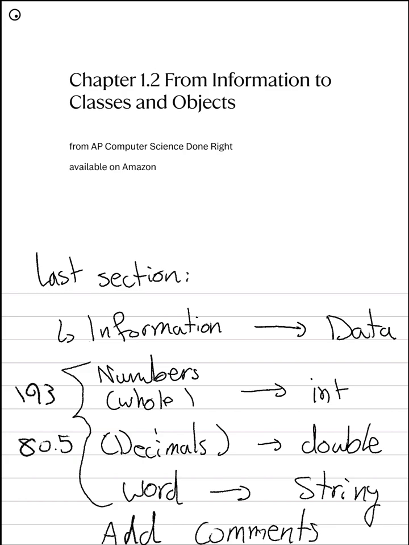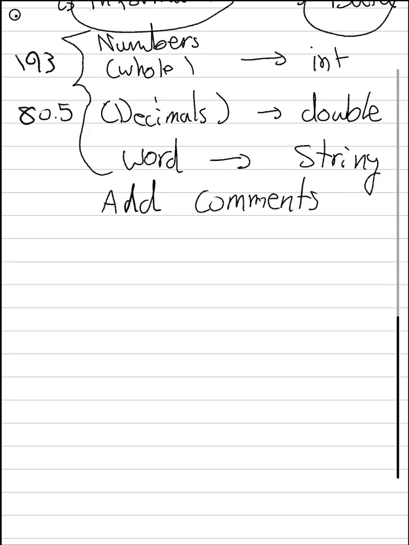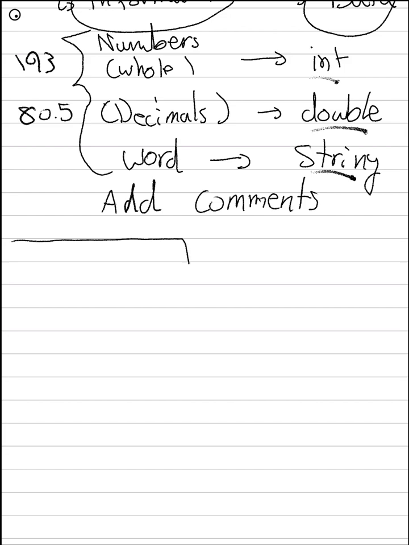All right. So, like you said, last section was about information to data. This section is going to be information to classes and objects. Now, here's the thing. Very, very simple things can be communicated and represented as ints or doubles and strings. But in actuality, things in the real world are a lot more complicated. Wouldn't you agree that? Yes, definitely.